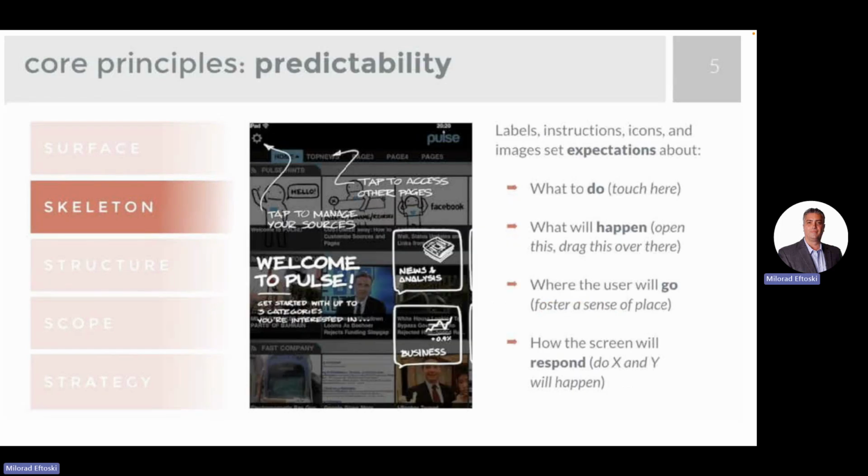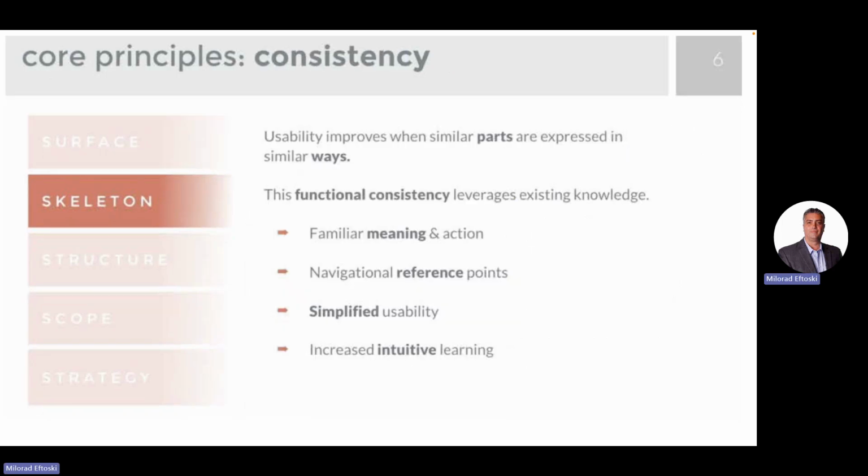We talked about this a little bit last time with predictability, labels, instructions, and icons. Just to reiterate, you have to integrate these things to let people feel comfortable with your product or app. You see this with tutorials and applications and updates and things like that, right? Usability improves when similar parts are expressed in similar ways. Functional consistency leverages existing knowledge: familiar meaning and action, navigational reference points, simplified usability, increased intuitive learning.